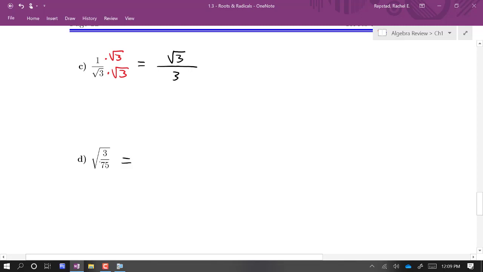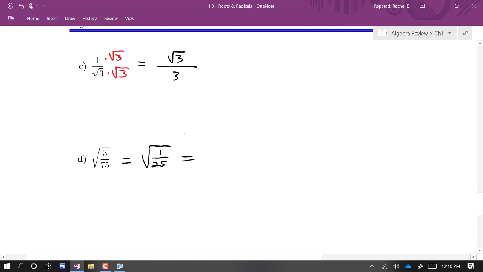In this next one, I have a fraction inside the radical. That is generally just as unappealing as having a radical in the denominator. So what I'm going to do first here, and this isn't always an option, is notice that 3 actually goes into 75. So I'm going to reduce. 3 goes into 75 25 times. So this is 1 over 25.